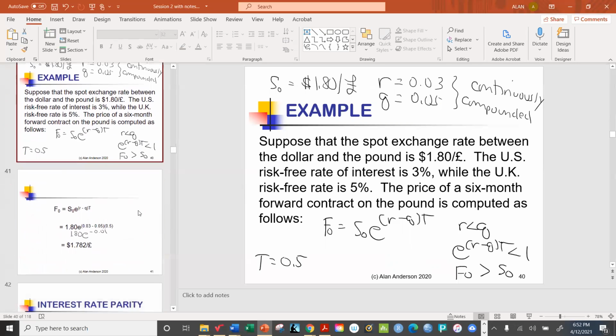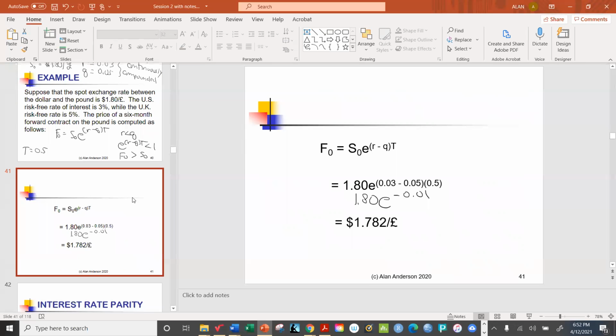And then when we plug in all those numbers, let's see what we get. Whatever it is, we know that it's less than $1.80. So you can see the exponent here is actually negative 0.02 times a half. And so the exponent is actually e to the minus 0.01. Now, e to the minus 0.01 is going to be something like 0.99. I'll just calculate it right now. Yeah, it's almost exactly 0.99. And so therefore, the forward price of this currency is 1.782, which means I could buy this for delivery in 6 months with a forward contract at a price of $1.782 per pound.